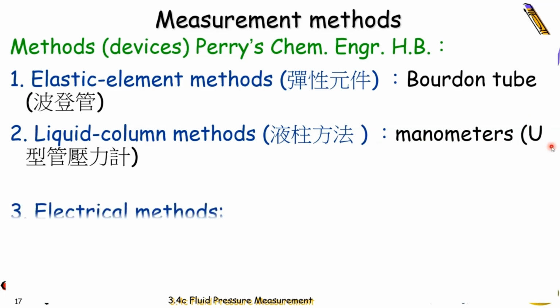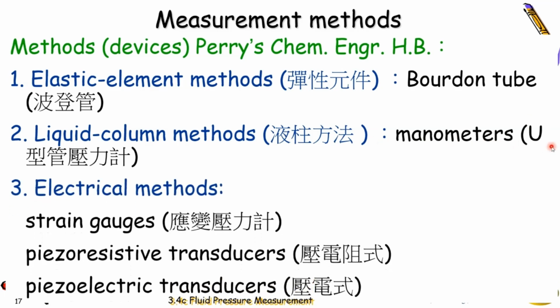The third one uses an electrical measure. The previous one was a mechanical measure and the liquid one, and this is an electrical measure. You can have a strain gauge, a piezo-resistive transducer, or a piezo-electric transducer. We don't have time to introduce these, but they are important, so we only introduce this one.